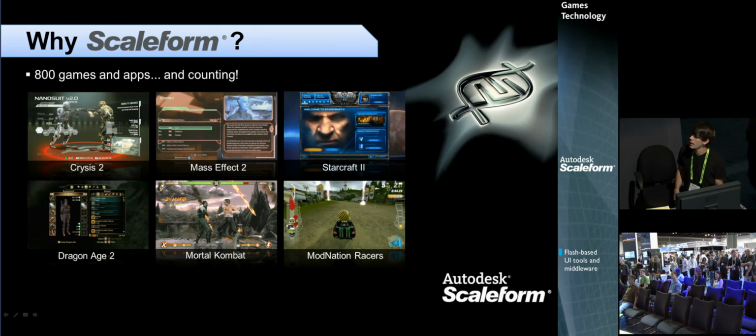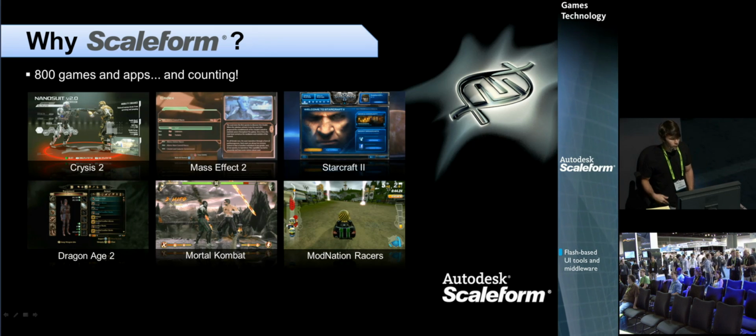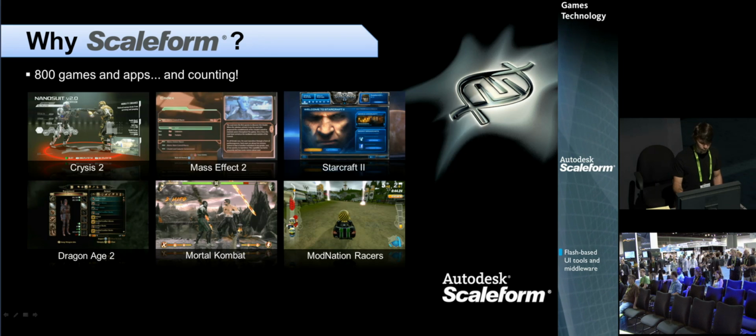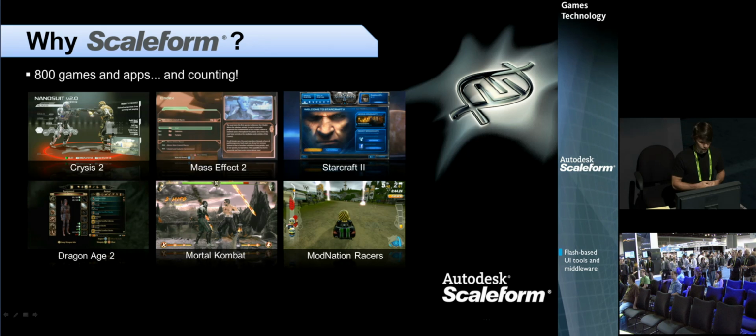And these games do a really excellent job of demonstrating the versatility and the flexibility of Scaleform as a UI development solution. You have games that are cross-platform here, like Dragon Age 2 and Crysis, that are console and PC games. Crysis is a first-person shooter, Dragon Age 2 a complicated PC RPG. But you also have things like fighters, Mortal Kombat, and Mod Nation Racers, which is obviously a racing game. And StarCraft, you have a complex PC RTS, along with a portal to Battle.net, all done using Scaleform.